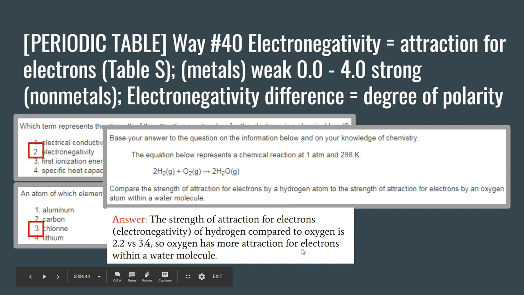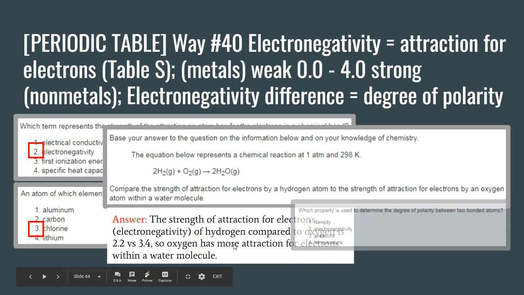This is what causes the water molecule to be slightly polar, meaning oxygen has a slight negative charge because those electrons are being pulled closer toward that atom compared to hydrogen, which has a lower electronegativity. So we would say that this molecule is polar covalent, but we'll get to that in a moment. Which property is used to determine the degree of polarity between two bonded atoms?